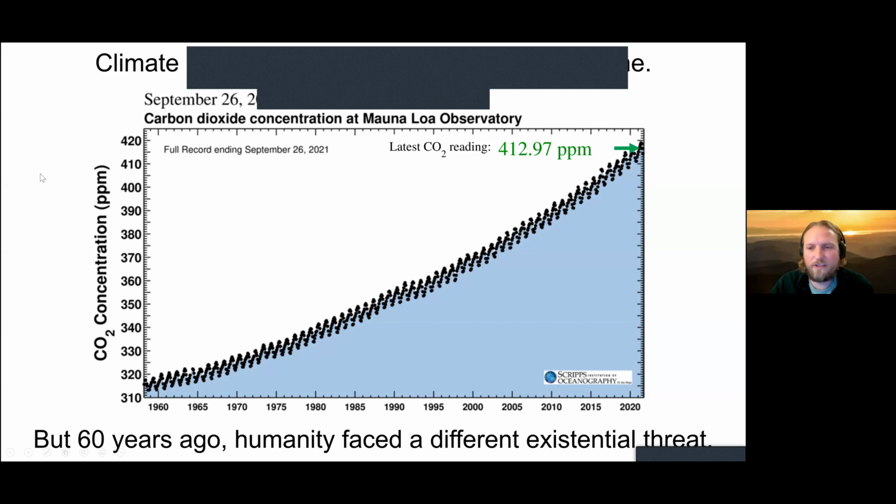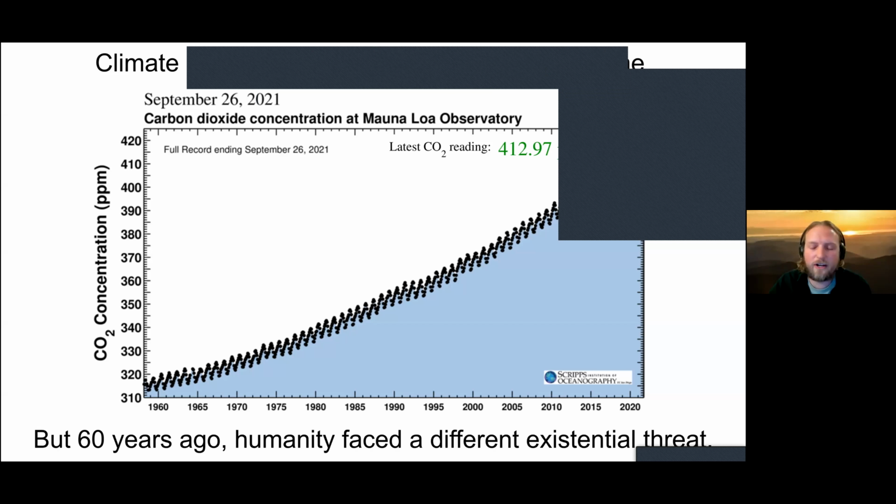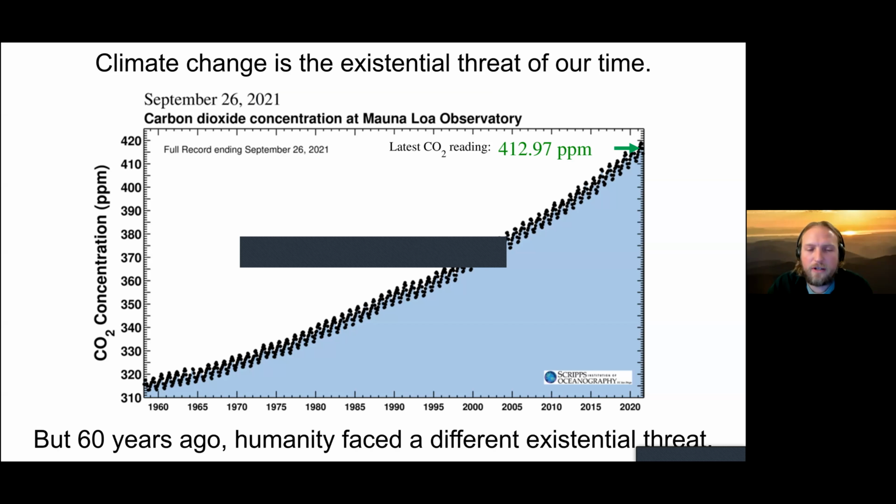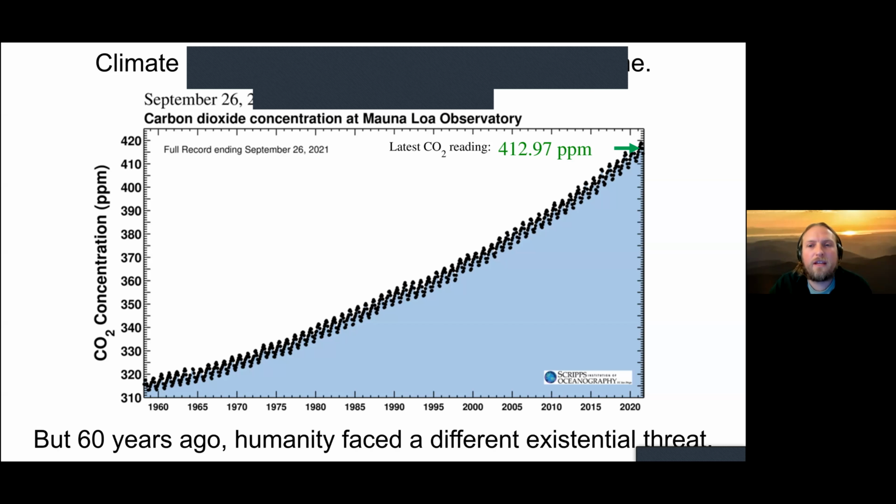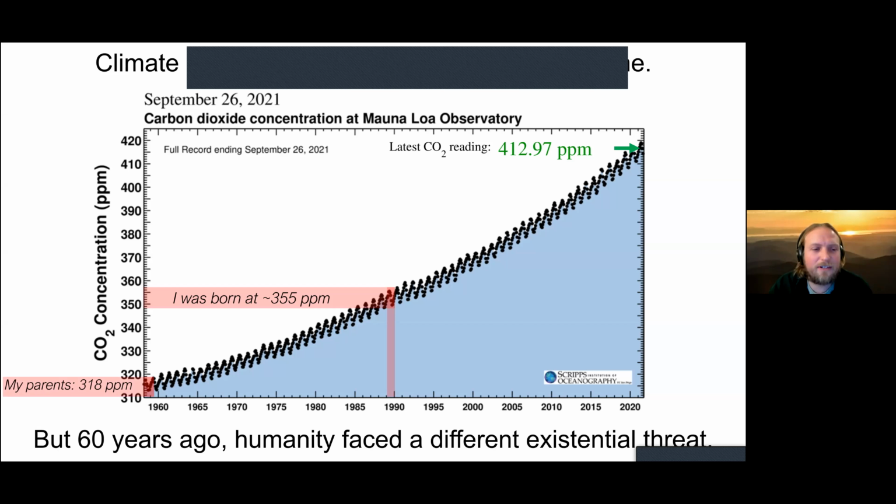The way I want to start today is by centering ourselves about where we are in the present. We all know that climate change is really the existential threat of our time. Most recently, we are above 410 parts per million. And this is quite a change even within my lifetime. I was born at 355. And if we go back to the very beginning of the record when my parents were born, at 318 parts per million, we see just this incredible change in Earth's atmosphere that we are responsible for.